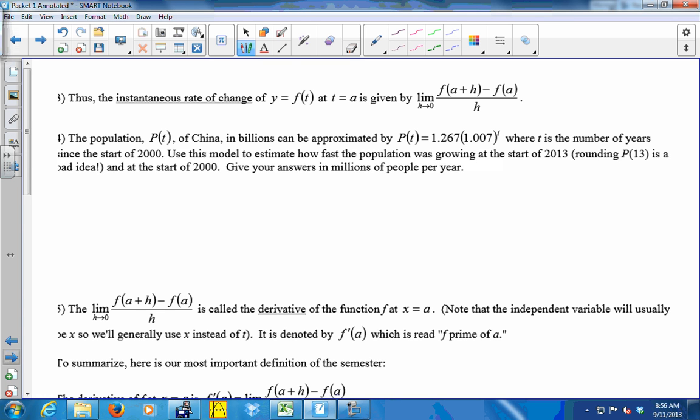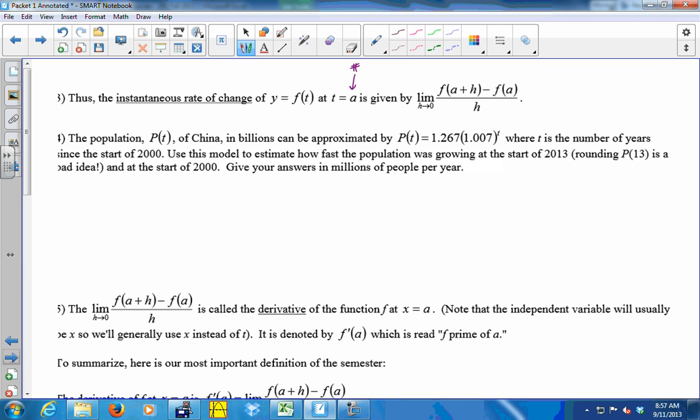For a given function, y equals f of t at time t equals a. So a is some point in time that you're interested in. This would be like a number, right? Is given by this limit. The limit as h approaches 0 of f of a plus h minus f of a over h. So f of a plus h minus f of a over h, that's giving you an average velocity over time interval h, and then we let that time interval decrease to 0.